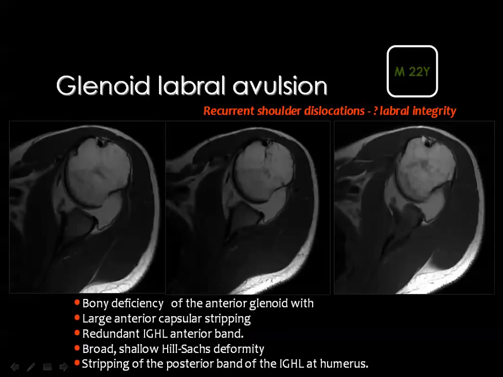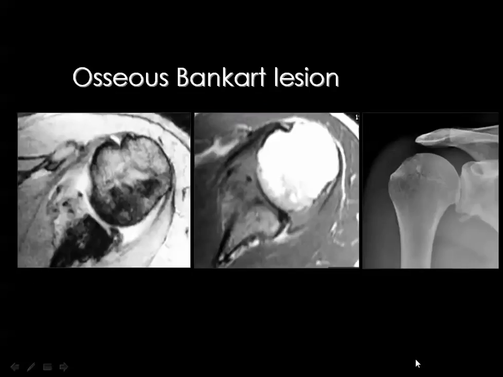Then one of the associated injuries with Bankart is what is known as the Hill-Sachs deformity, and this is a groove or defect in the posterolateral aspect of the superior part of the humeral head, and I will explain its cause.